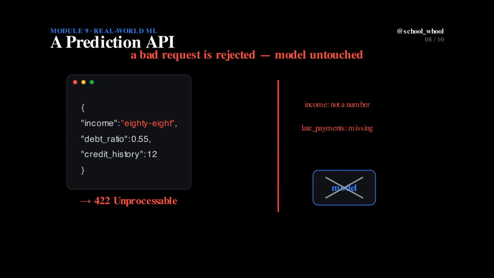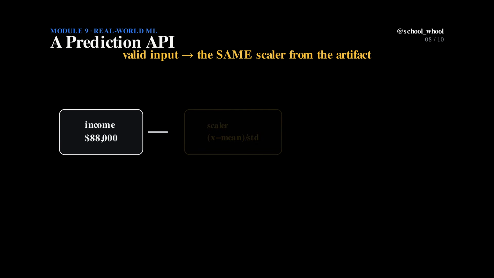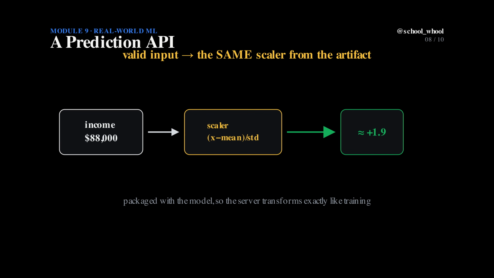Once the input is clean, we pre-process it, using the exact same scaler that was bundled into the artifact. Income of 88,000 becomes about +1.9, standardized. Because the scaler travels with the model, the server transforms the data exactly the way training did, no silent mismatch.